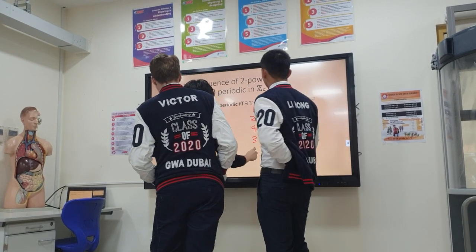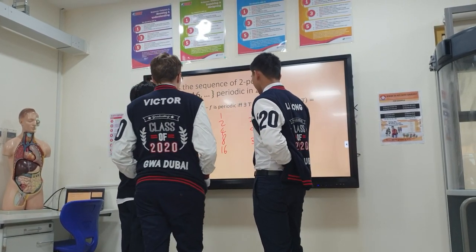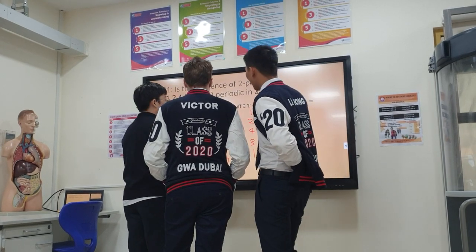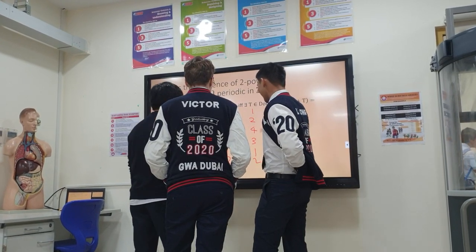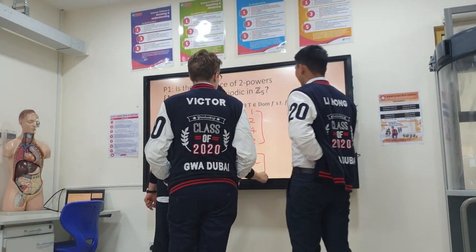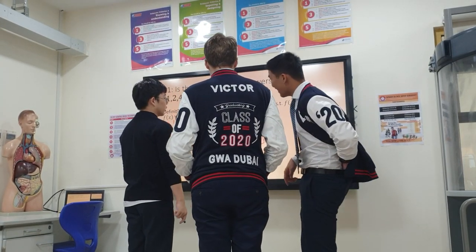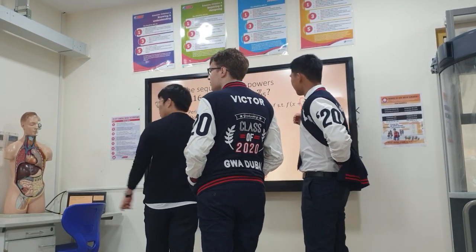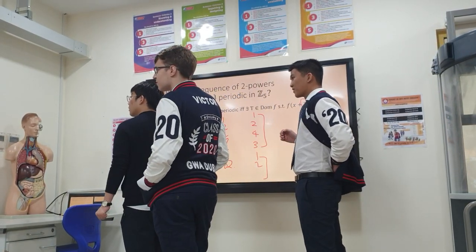No, just think about the remainder when you divide by five. Oh, that's it? Yeah. And then it's 20. It's 13. It's 2. And then it's periodic. So it is periodic. But what is the period? 4. Oh, that's it.